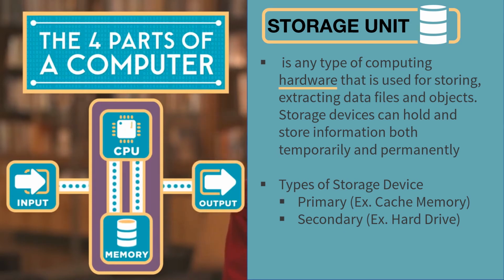So a storage unit is a hard drive because it is composed of physical equipment, and it is used for storing. Also, if we're able to store information, we're able to retrieve it. So extracting, getting the files from the device, is one of the major functions of a storage device. It holds and stores information temporarily and permanently. We're going to elaborate on the difference between the temporary storing and the permanent storing of data, or what we call information. So we have primary storage and secondary storage.